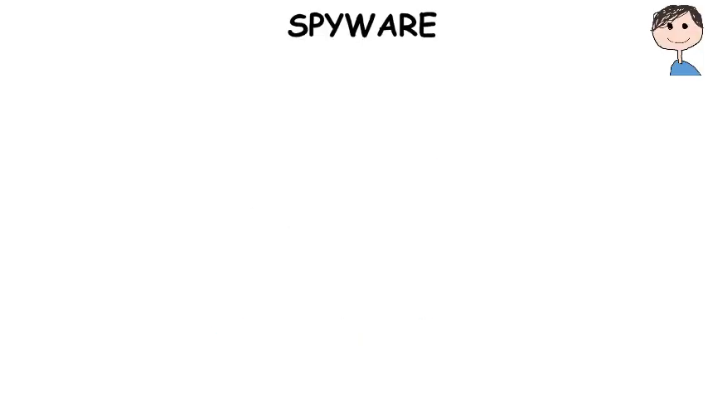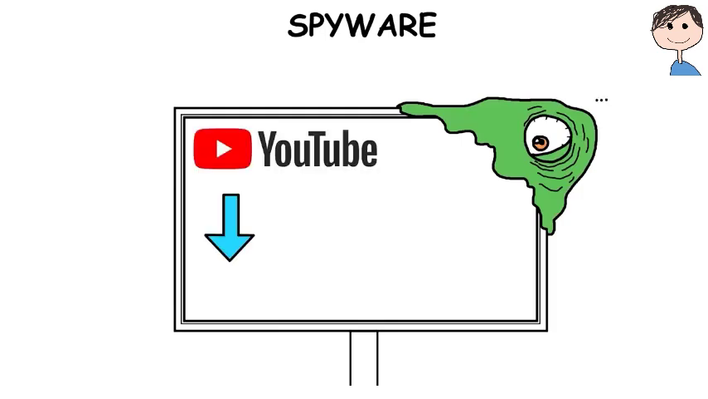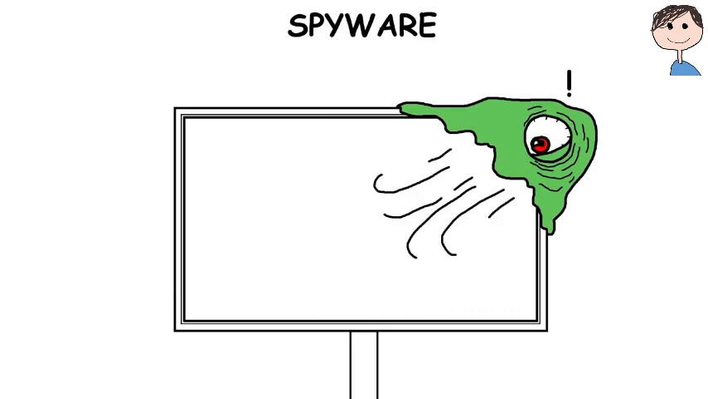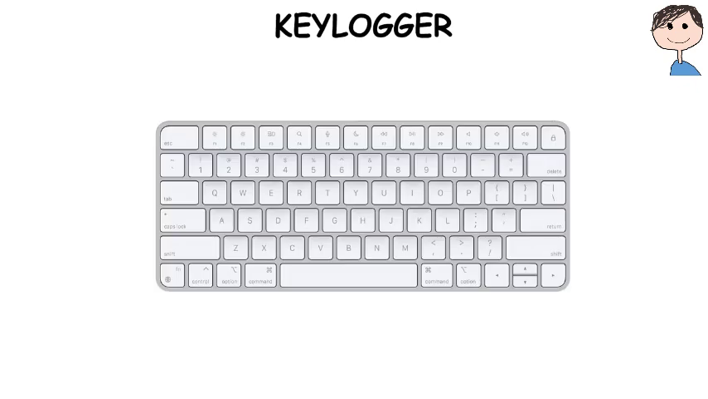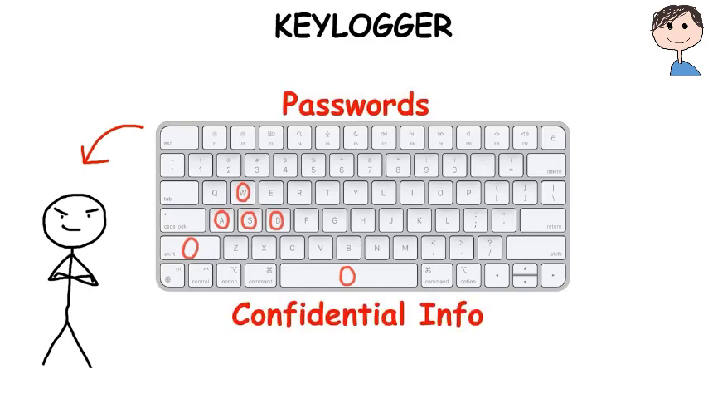Spyware. It's a type of malware that infects your computer and secretly gathers information about you, including the sites you visit, the things you download, your usernames and passwords, payment information, and the emails you send and receive. After this information is gathered, it's usually sent to a cybercriminal who may sell it, use it, etc. Keylogger. A keylogger is a malware that secretly records every key pressed on a keyboard and sends it to the cybercriminal. Data, mostly passwords and confidential information, can get stolen if there's a keylogger on a computer. It's a type of spyware.